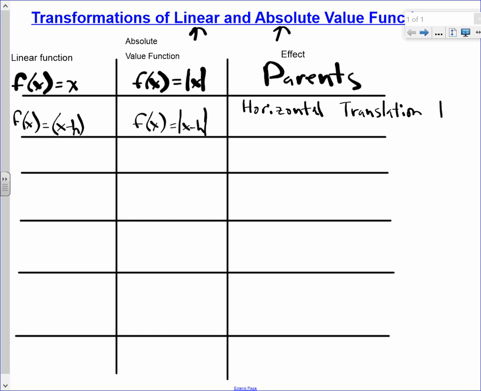To the right, h units. Whatever that number is, remember we saw that yesterday when we put 2? We moved the absolute value to the left twice or to the right twice just because we put a plus or a minus. Horizontal translation to the right, h units. Or left, if h is positive.